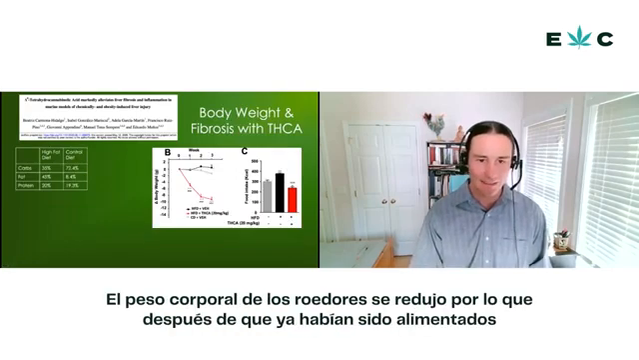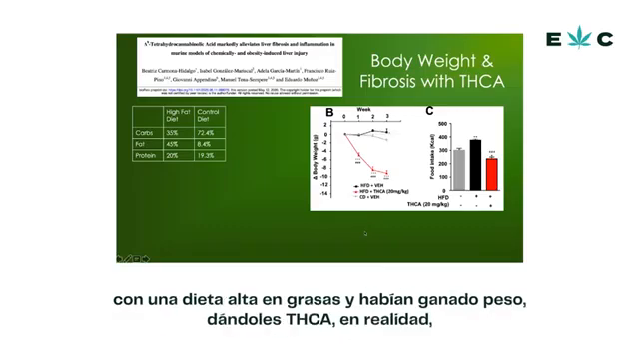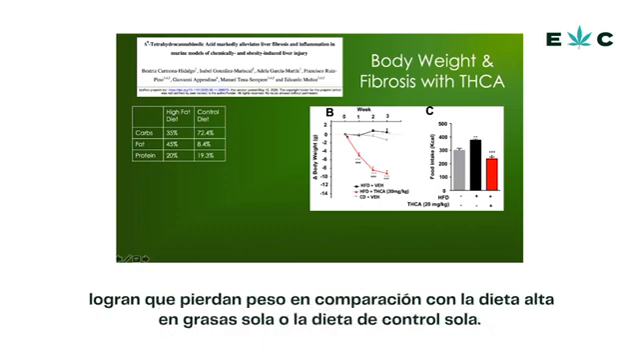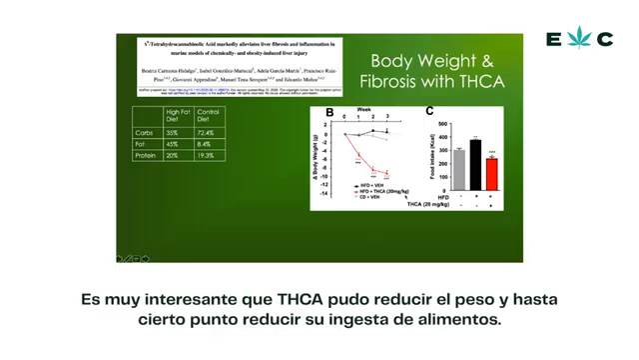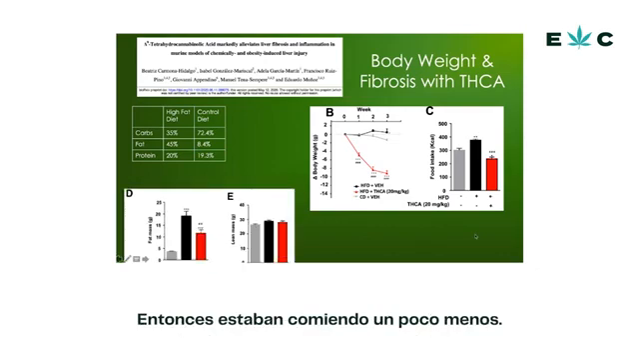Well, you can see that for one, the body weight in the rodents was reduced. So after they had already been fed the high-fat diet and had gained weight, giving them THCA actually caused them to lose weight compared to the high-fat diet alone or the control diet alone. Very interesting that THCA was able to reduce the weight and to some extent reduce their food intake. So they were eating a little bit less.